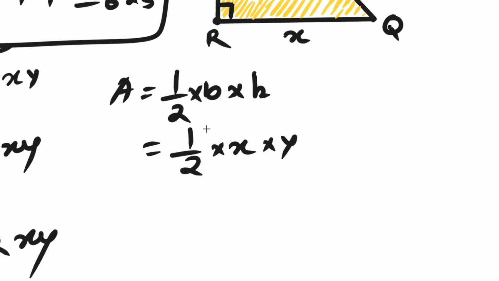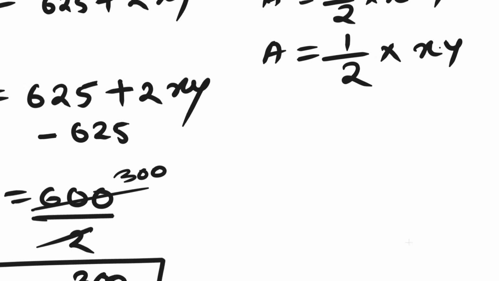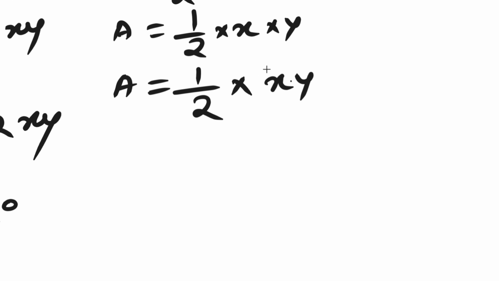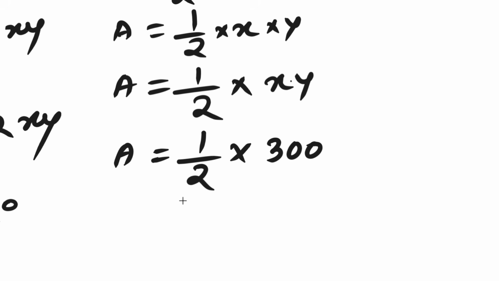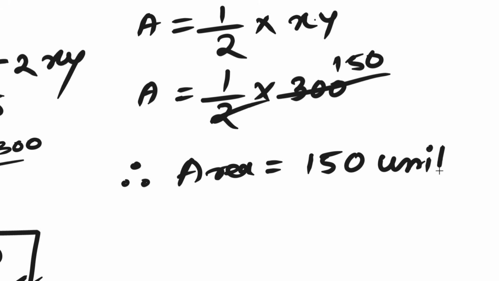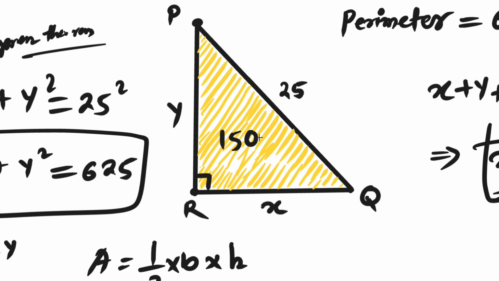Now we're essentially at the finish line. Let's return to the area formula for a right triangle. The area equals 1/2 multiplied by x multiplied by y. We have just found that xy equals 300, so we can substitute 300 directly into the formula. That gives us area equals 1/2 multiplied by 300. 1/2 of 300 is 150. Therefore, the exact area of the triangle is 150 square units. And that is our final answer, 150 square units.